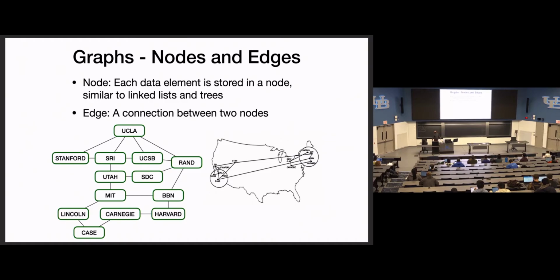So nodes are the data elements, just like we've seen nodes in linked lists and trees. These are the things that store the actual data that we're concerned with. And then edges, connections between any two nodes in the graph.